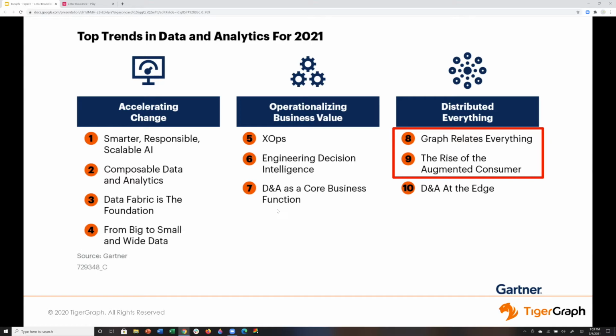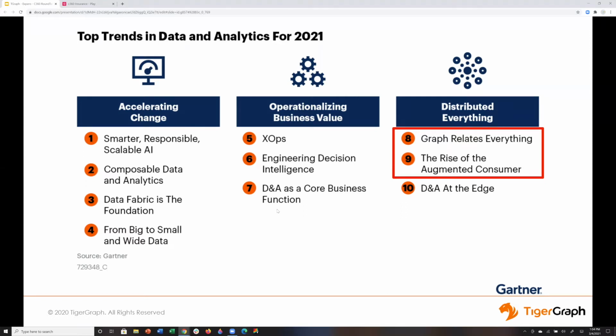And then, of course, what we love to see is when we talk about distributed systems and distributed outcomes, how graph relates everything. Connected data is going to be the key to a lot of what we're talking about. And then we're also seeing in the same breath the rise of the augmented customer. How customers are going to have new insights, and we're going to have new insights into them because of how we connect everything. And then the last point is, data analytics at the edge is when we really start to see differences from an IoT perspective, but also in terms of customer interactions and customer experiences.